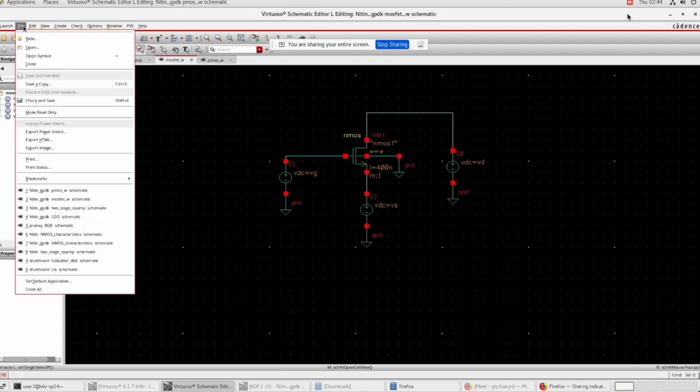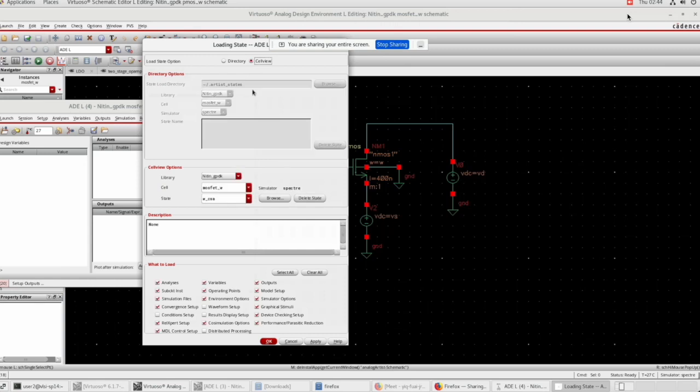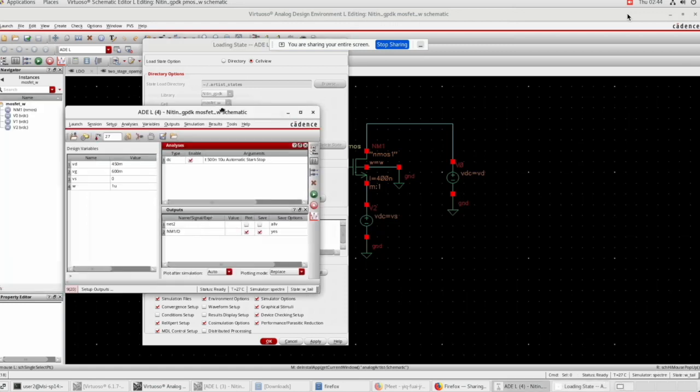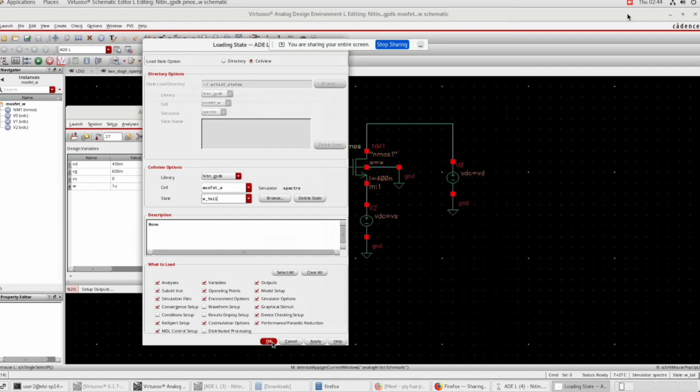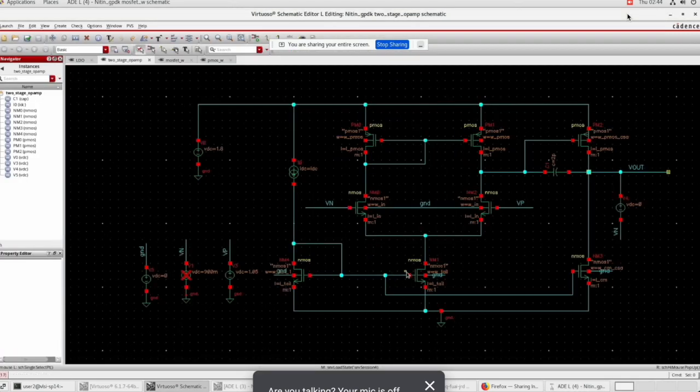First I'm going to launch the ADE L. I already stored all the states. So for the tail MOSFET, these are the simulation parameters. By tail MOSFET I mean this MOSFET. I assume the supply voltage here is 1.8 volt and the drop here to be 0.9 volts. So the voltage here is around 0.9 volts, and here the voltage I assume is 0.45 volt.